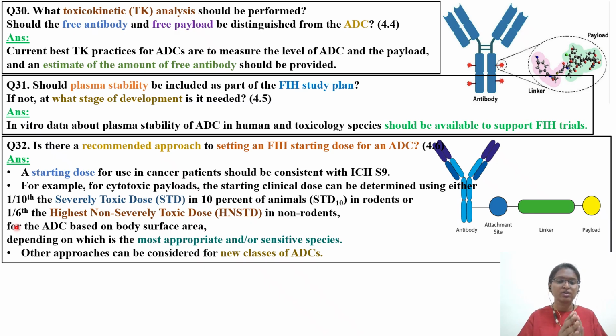So they are going for a lower factor, that is 1/6, and we are considering HNSTD. Whereas in the case of rats, because there is a large interspecies variation between the rat as well as human, we are going for a higher factor, that is 1/10th. And it is the severely toxic dose. So to address that correction, you are going for a higher factor of 10.